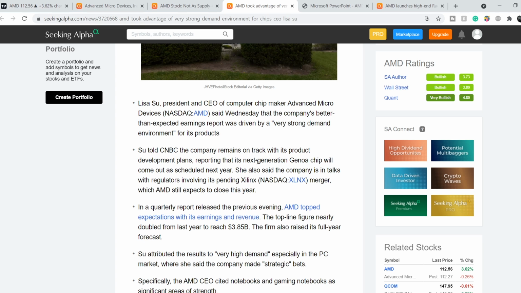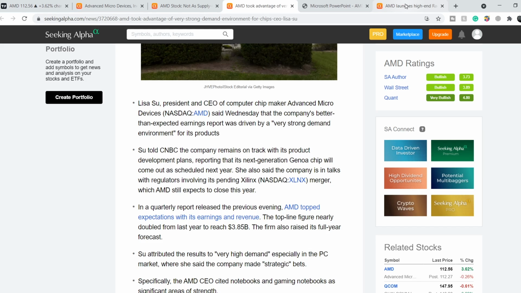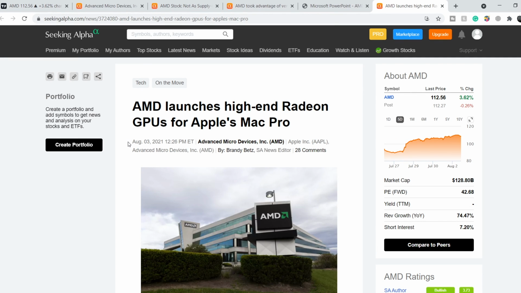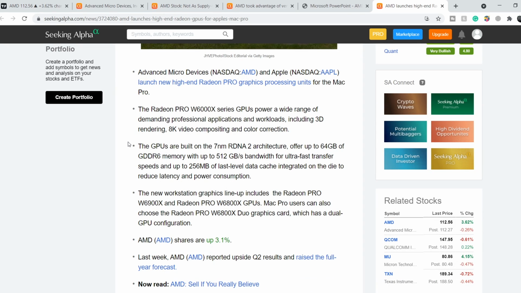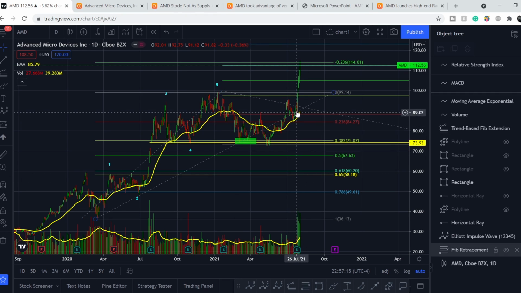So we have in one bullet two major catalysts that will affect the price of this stock in a positive manner. First, that Genoa chip will come as scheduled next year, and they are still on the way to complete the merger with Xilinx, and it is very good. And let me show you this news. On August the 3rd, AMD launches high-end Radeon GPU for Apple's Mac Pro. And this news is also very important because this chip was highly anticipated by all the Apple users, and that's why this news also gave some steam to this massive surge in price.